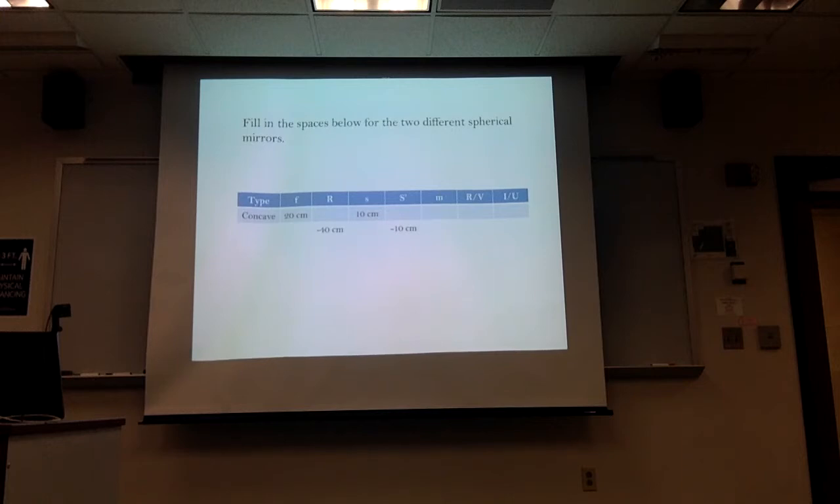But it's not saying that or that. Oh, so it means is it real or is it virtual, or is it inverted or is it upright? So magnification is positive when it's upright. Magnification is negative when it's inverted. And for real and virtual, if S prime is positive, then it's real. If S prime is negative, then it's virtual.